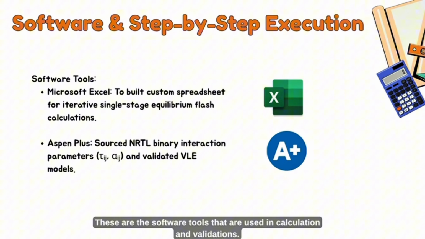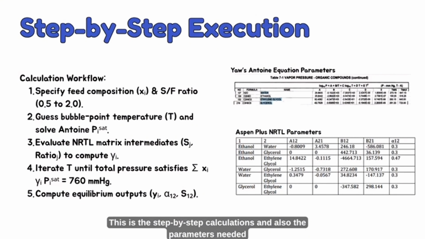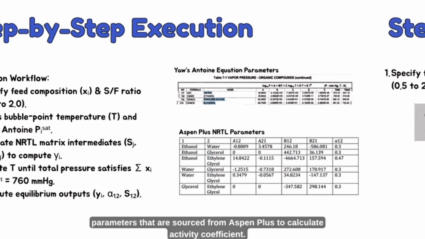These are the software tools that I use in calculation and validation. The first is Microsoft Excel to perform a lot of iteration, and Aspen Plus in order to validate my results and calculation. This is the step-by-step calculation and also the parameters needed to perform the Yaws Antoine equation, and also the NRTL parameters that are sourced from Aspen Plus to calculate activity coefficient.